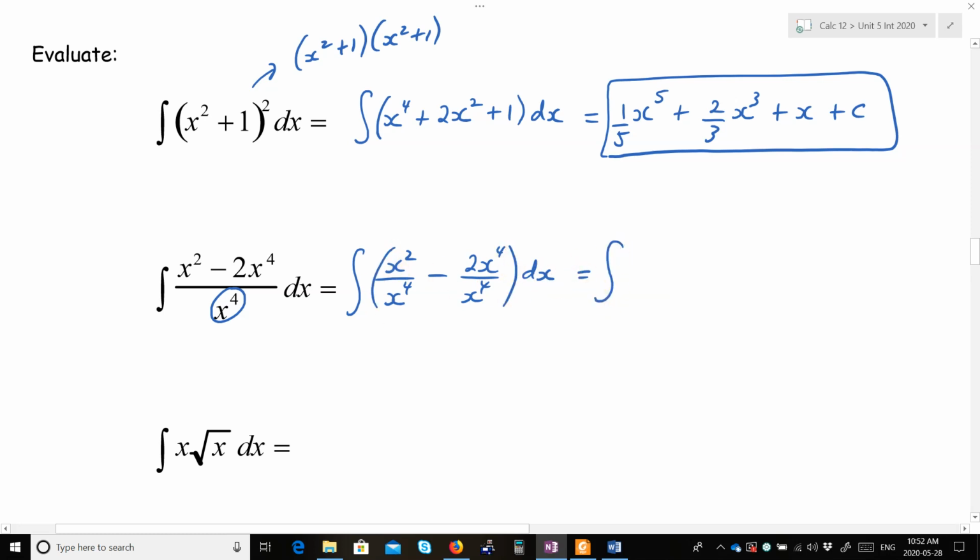And then we would get the integral of x to the 2 over x to the 4 is x to the negative 2, minus 2 like so. And now we're ready to do this integral. That would become x to the negative 1 with a negative out front, minus 2x plus c.